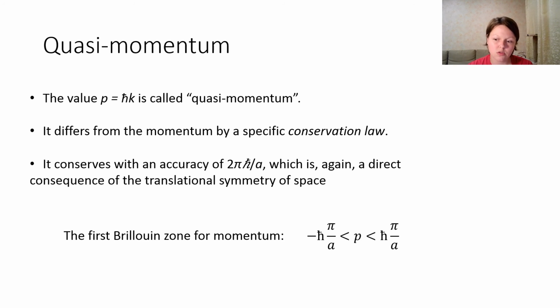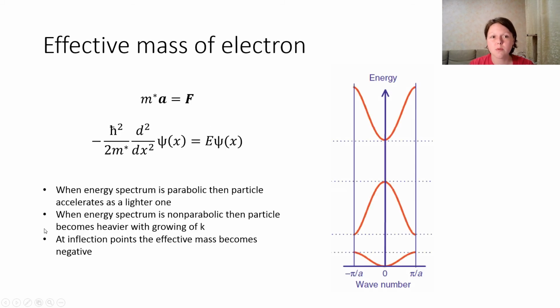And also, as with the wave number, the quasi-momentum can be divided into different Brillouin zones. So the first Brillouin zone for the quasi-momentum will be this. There will be the second Brillouin zone, the third Brillouin zone, and so on. And the same thing happens with the electron mass. We all know the rest mass of the electron, and we know its value. But this value corresponds to the free electron. Now, the electron is situated in the periodic potential. So, its mass is not the rest mass anymore.